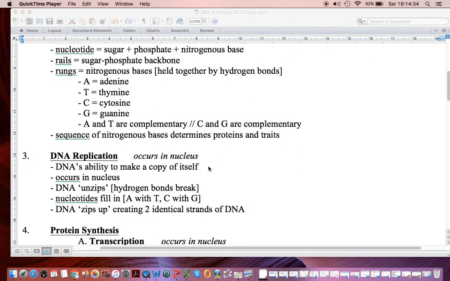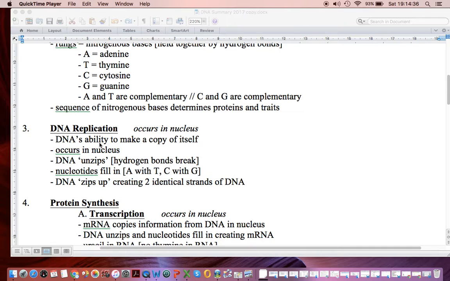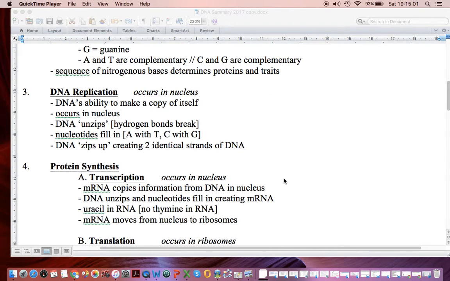Then we talked about DNA replication. So again, if you need more detail, go to specific notes, watch the video. But DNA replication means how does it make a copy of itself? And of course, this process happens in the nucleus where we find the chromosomes. So DNA unzips, nucleotides fill in a complementary fashion, always A with T, C with G, and the DNA zips up. And you should know why it's called semi-conservative.